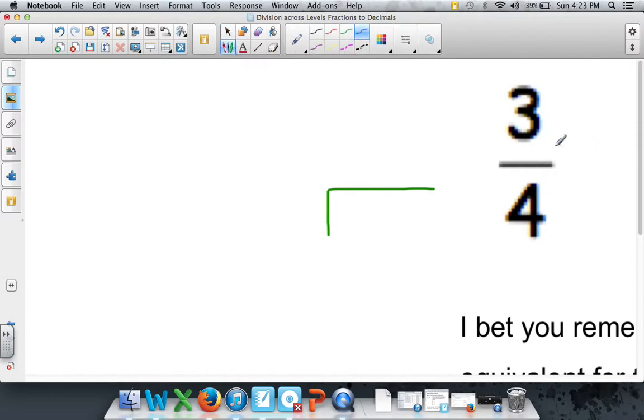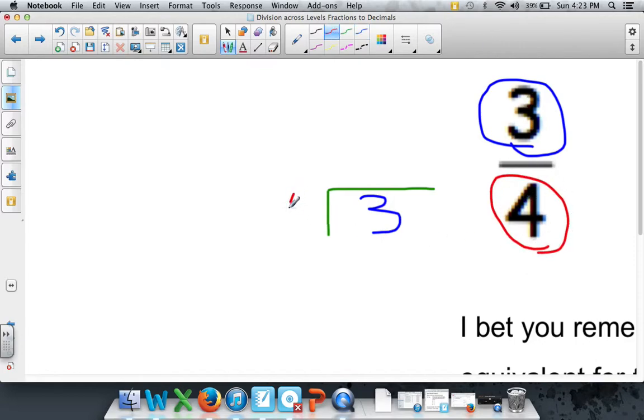And what you want to do is take your numerator and put him in the box, and go ahead and take your denominator and put him outside of the box. Then you have to divide. Now the first thing you should do is recognize that 4 is too big for 3. It can't fit inside of 3 because it's bigger than 3.